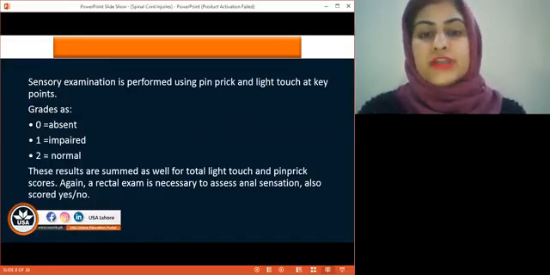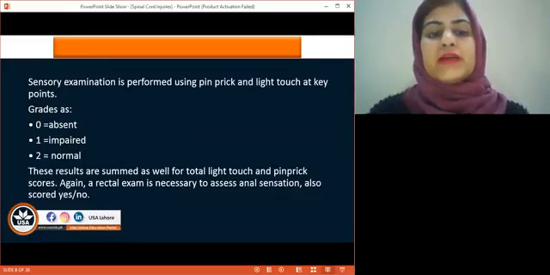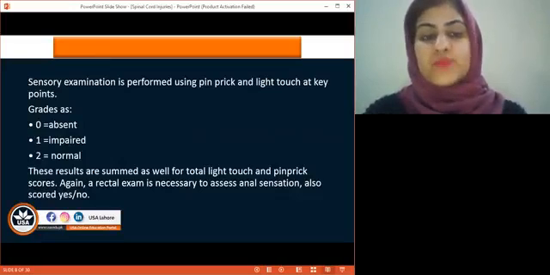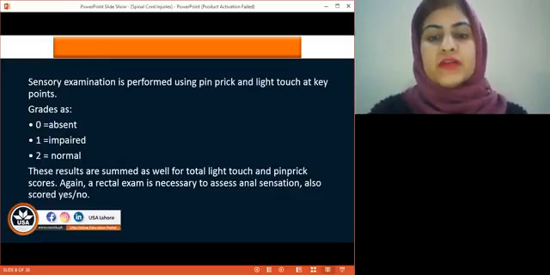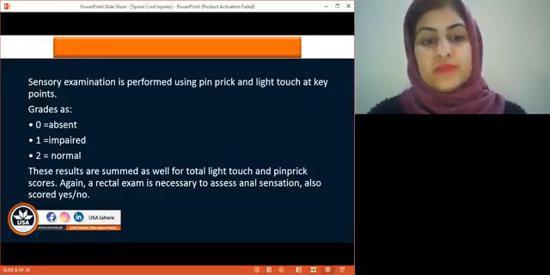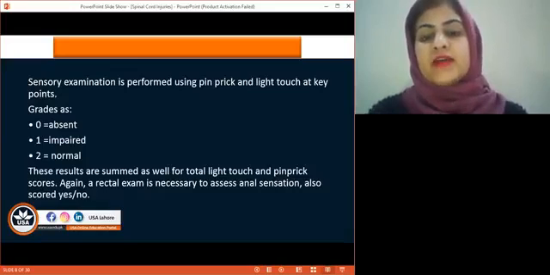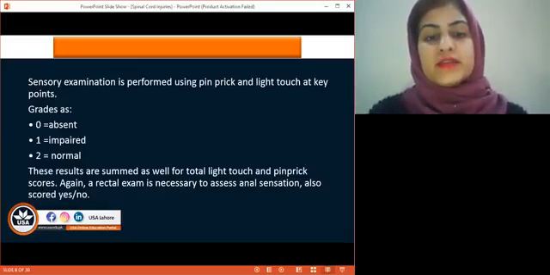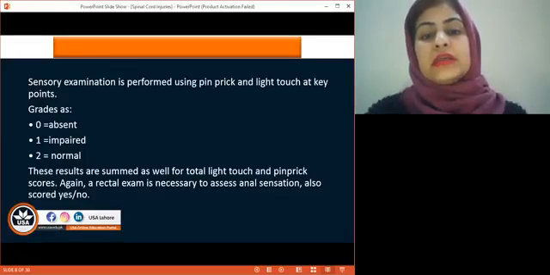For sensory examination, you can use pinprick and light touch as key points. You can grade it as 0, which means absent, 1, which means impaired, and 2, normal. These results are summed up as well for total light touch and pinprick scores. Again, a rectal exam is necessary to assess the anal sensation. Also, the rectal exam is again scored as yes or no.